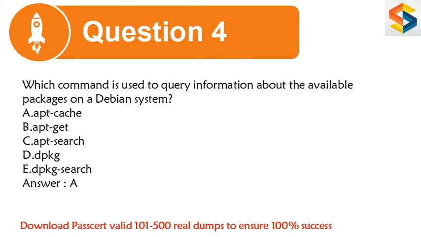Question 4. Which command is used to query information about the available packages on a Debian system? A. apt-cache. B. apt-get. C. apt-search. D. dpkg. E. dpkg-search. Answer: A.